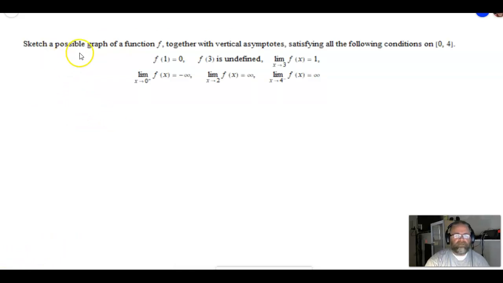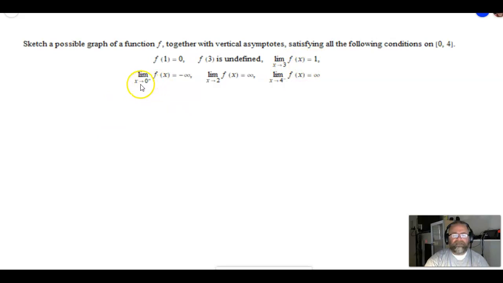Okay, for this one it says sketch a possible graph of a function f together with vertical asymptotes satisfying all of the following conditions on the interval from 0 to 4, including 0 and 4. And we're given all of these things here. So f of 1 is equal to 0. f of 3 is undefined. The limit as x approaches 3, that's a two-sided limit because there's nothing in the exponent position, of f of x is equal to 1.